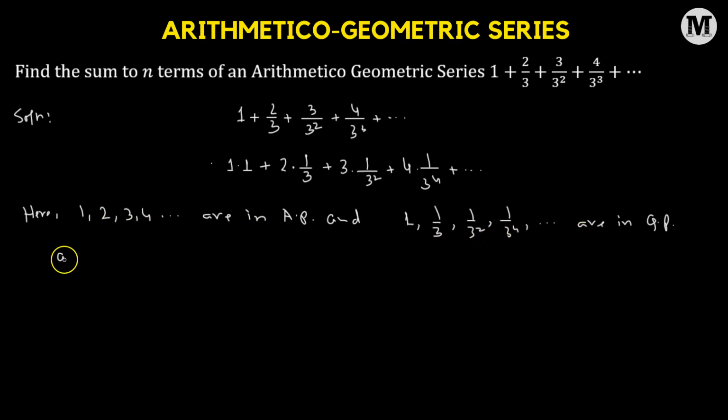So here we can now define the nth term of the arithmetic progression, which has the formula a plus n minus 1 times the common difference d. a is the first term, d is the common difference, and n represents the number of terms. So we have 1 added to n minus 1 times the common difference 1. So this is going to give us n. That means the nth term is given by n.